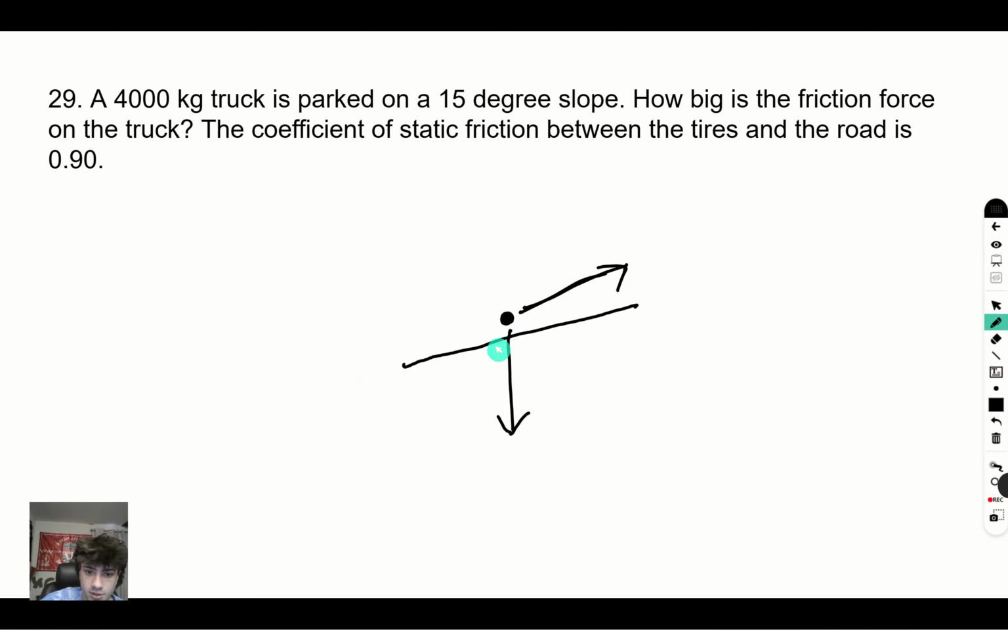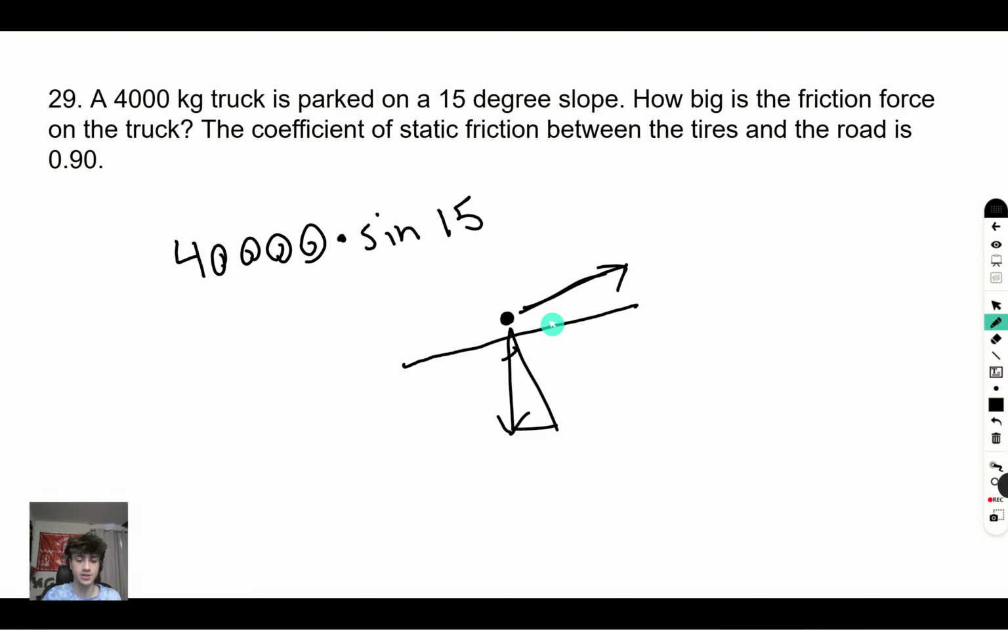All right, so first let's find out the horizontal force that is acting on the truck. As you can see here, the horizontal component is going to be sine of this 15 degrees times mg. So the mass is 4,000 times gravity. That's going to give you 40,000. And then you multiply that by sine of 15. Let's see what we get there.